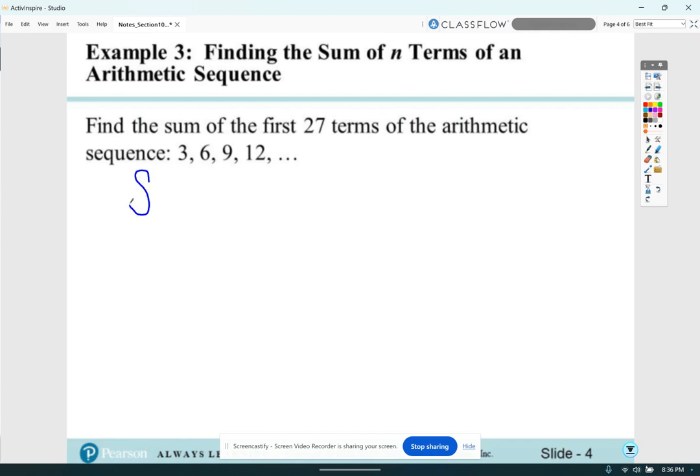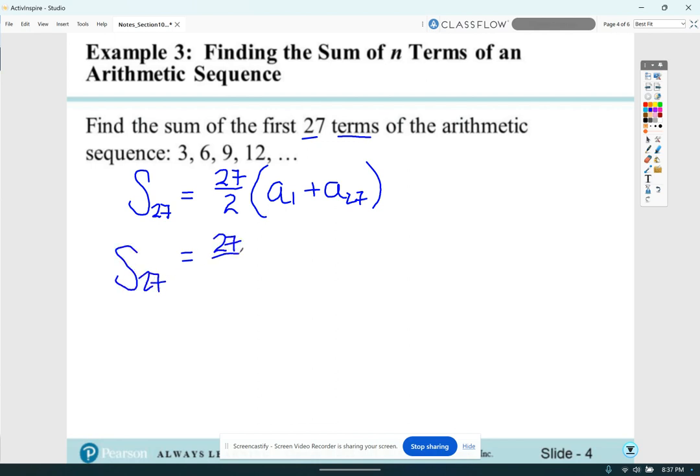I'm going to use capital S to notate that I'm finding the sum, and 27 to indicate that I'm finding the sum of the first 27 terms of that sequence. It's going to look like this: 27 divided by 2, that's for pairing them up. Then I'm going to take the first term, a sub 1, plus a sub 27. Formula-wise, I can continue that on so that I get 27 over 2 times a sub 1, and I know what that is, that's 3.